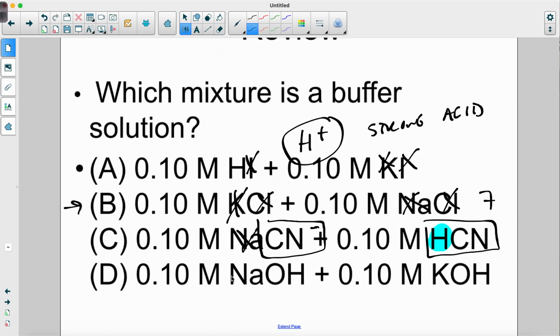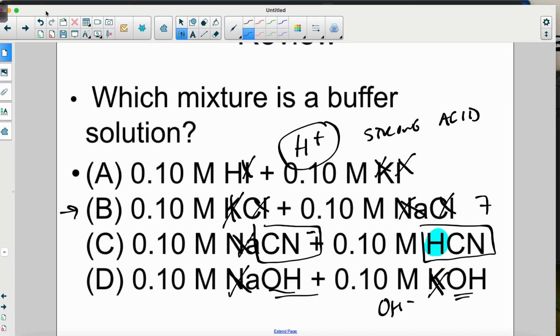Last one real quick. Na is going to cancel. K is going to cancel. I just have a whole bunch of OH. That's going to be a super strong base solution, is all that is. That's how we spot buffer solutions.